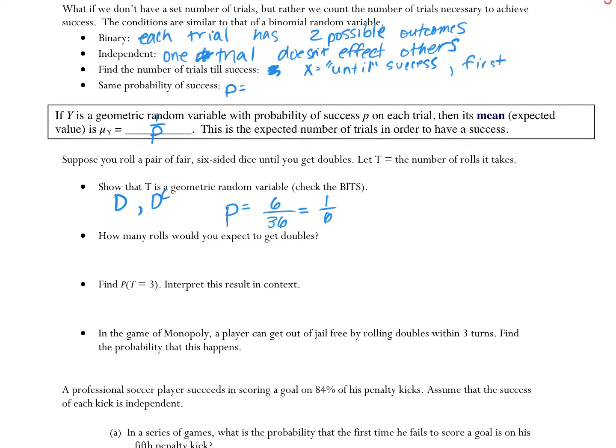So how many rolls would you expect it to take to get doubles? When we hear that word expect, I need you guys to think of what measurement? I'm talking about statistical measurements. We have several we've been working with, mean, standard deviation, etc. Which one is my expected value? The mean. So if I ask you to find the mean of T, there's a formula for the mean of T. It is that 1 over p we were just talking about. So we would do 1 over 1/6, which is 6. On average, it would take 6 rolls to get doubles.